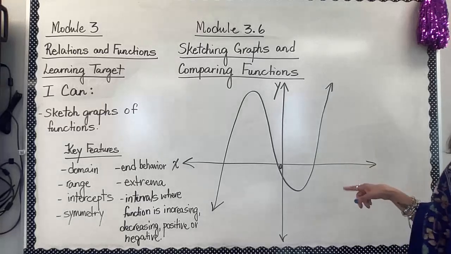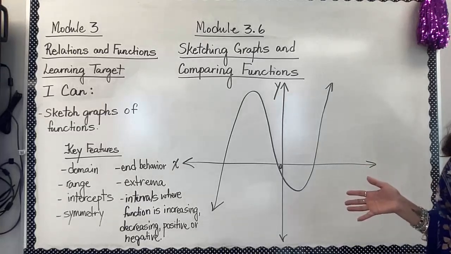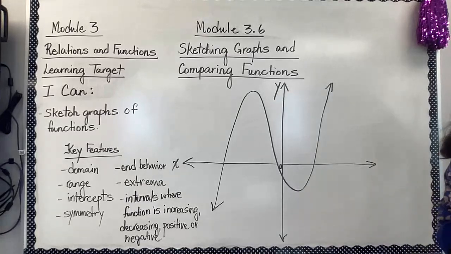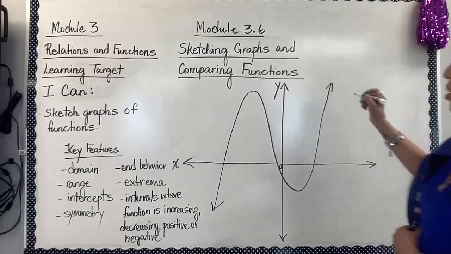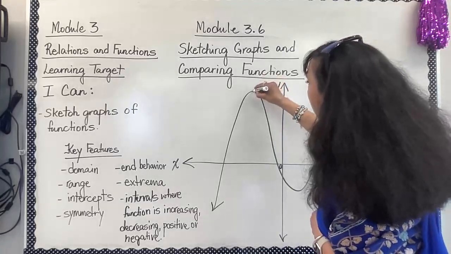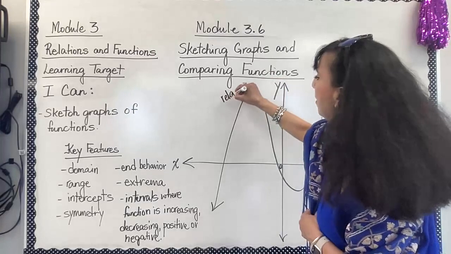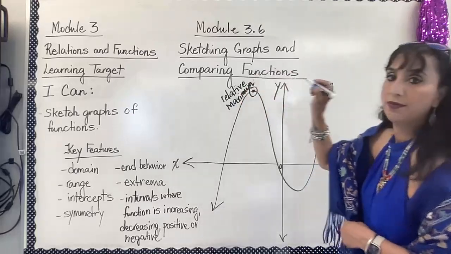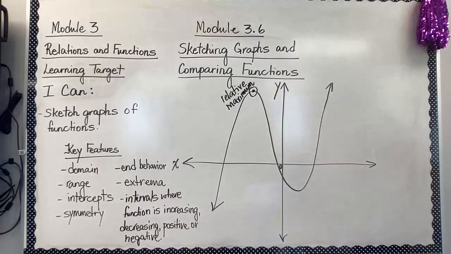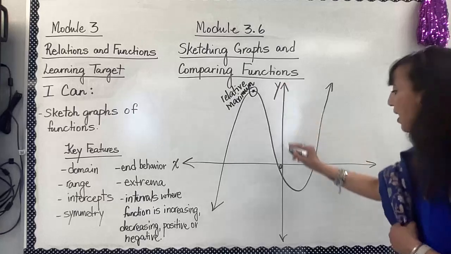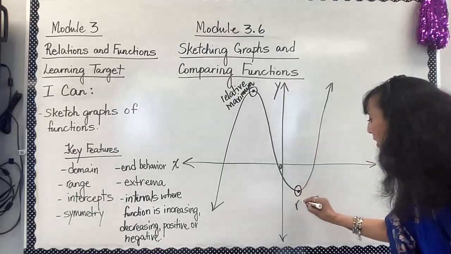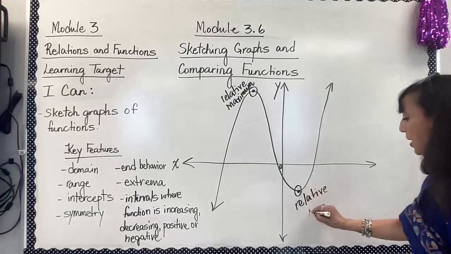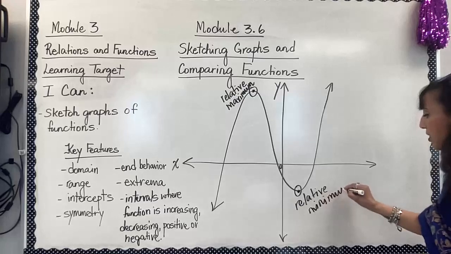All this provides a clear idea of what the graph of the function looks like. So let's look at this graph that I have just drawn out, and we're going to label the graph to identify its key features. Let's look at the extrema first. Where is the relative maximum? Up here, this is the relative maximum. Let's look at where we have our relative minimum. If I look at this graph here, this is where my relative minimum is.